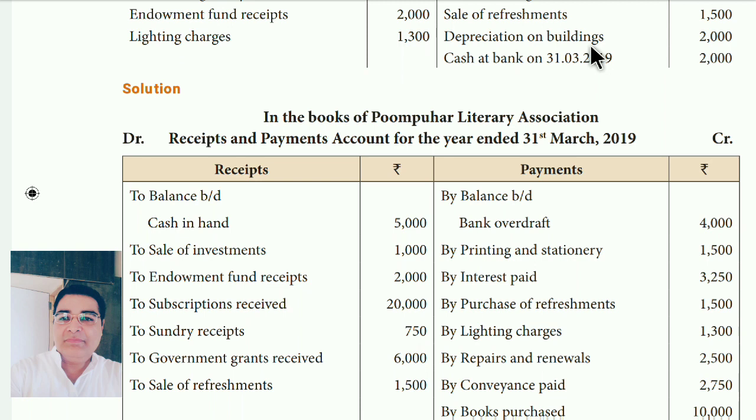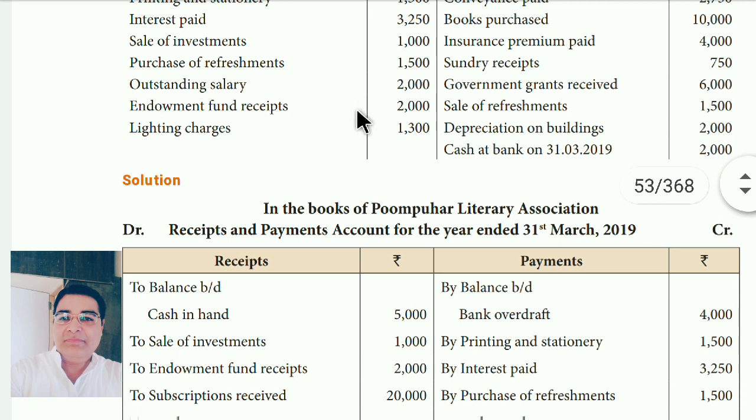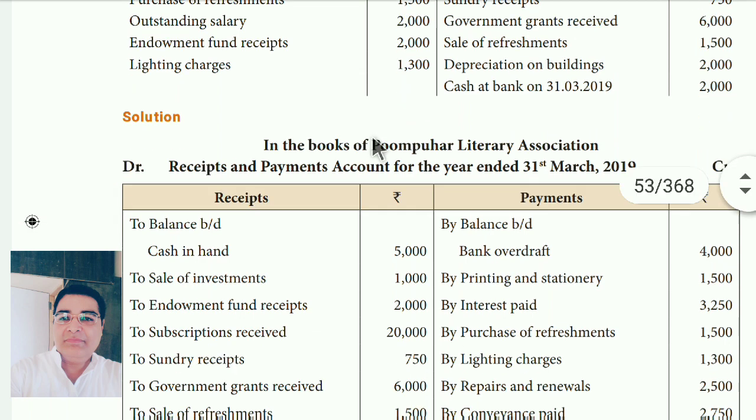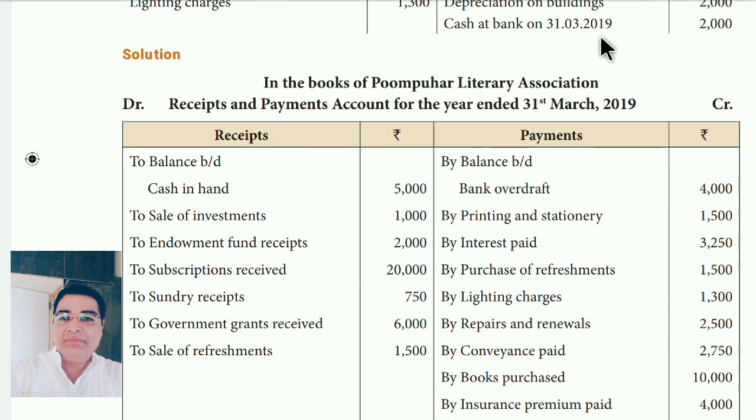See the next item, depreciation on building. This will not appear anywhere. Why? Because depreciation and outstanding accrued income, all these items will not be treated in the receipts and payment account. So it will not come under receipts and payment account. Next one, cash at bank 31st March 2019.